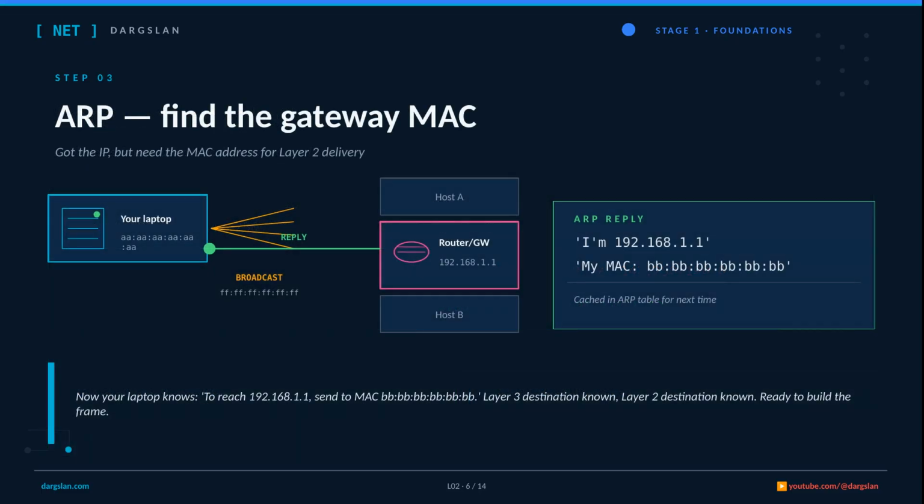So the gateway is the next stop, but knowing its IP isn't enough. To actually place a frame on the wire, your laptop needs the router's MAC address. Enter ARP. Your laptop shouts a broadcast across the local network, addressed to FF:FF:FF:FF:FF:FF, meaning everyone, asking who has 192.168.1.1. The router answers back directly, "That's me, and here's my MAC." Your laptop caches that reply so it won't have to ask again. And now, with both the Layer 3 and Layer 2 destinations locked in, it's finally ready to build the frame.